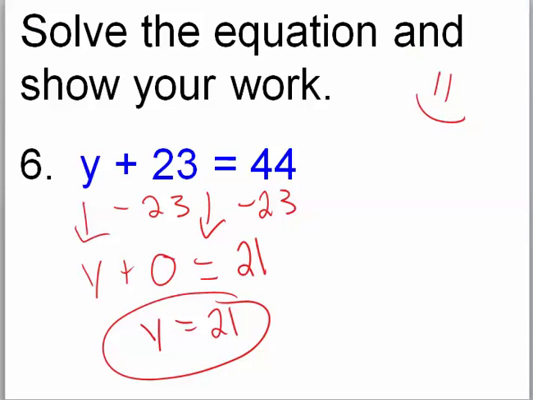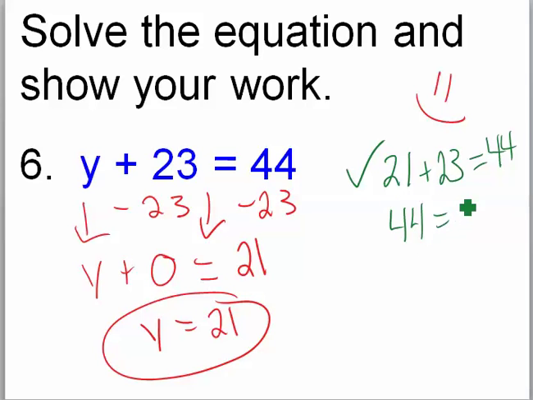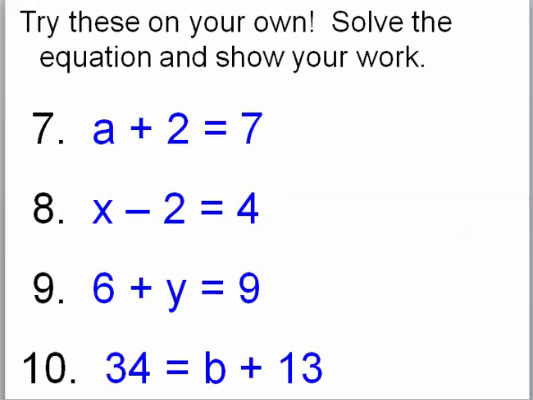Now, let me show you how to check these. To check it, I take my y value and I substitute it in, and let's make sure it works. So I get 21 plus 23, and that's supposed to equal 44. Well, if 21 is my solution, it will equal 44. 21 plus 23 is 44. If 44 equals 44, yep, we did it right. So that's our way to check. Alright, I want you to try these ones on your own.